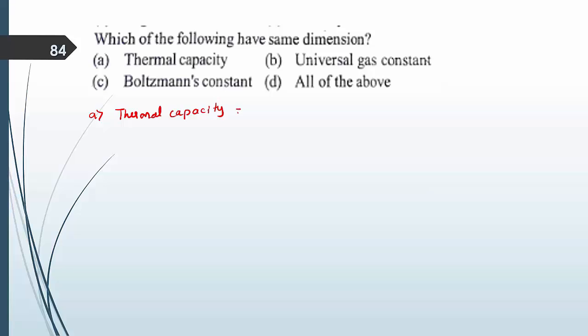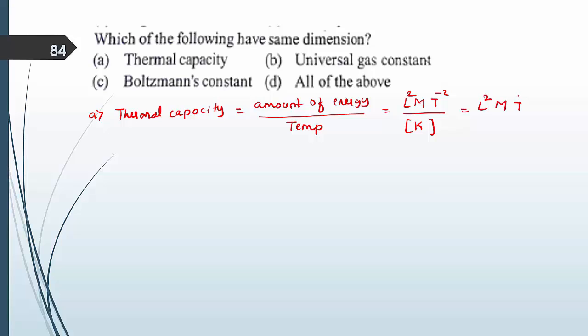Yes, first we have to know what is thermal capacity. Thermal capacity means amount of heat energy per unit temperature. Amount of energy over temperature. Energy is having the dimension formula M L square T raised to minus 2, divided by temperature, which has dimension K, that is Kelvin. So we can write M L square T raised to minus 2 K raised to minus 1. This is the dimensional formula for thermal capacity.